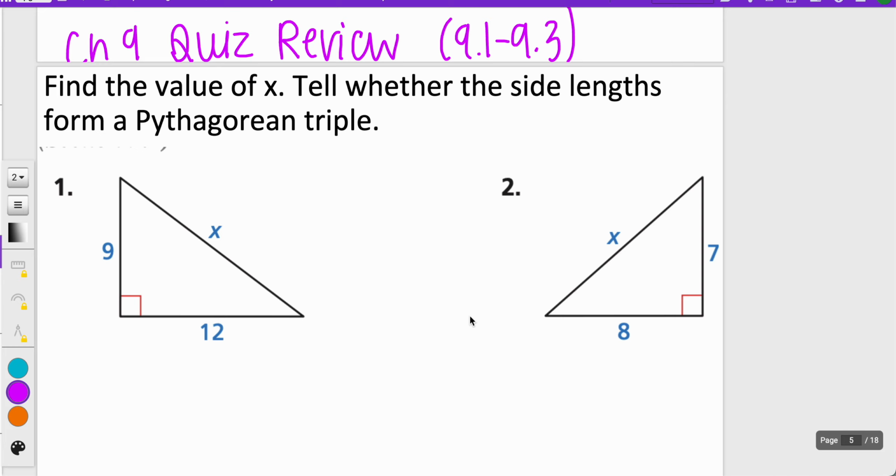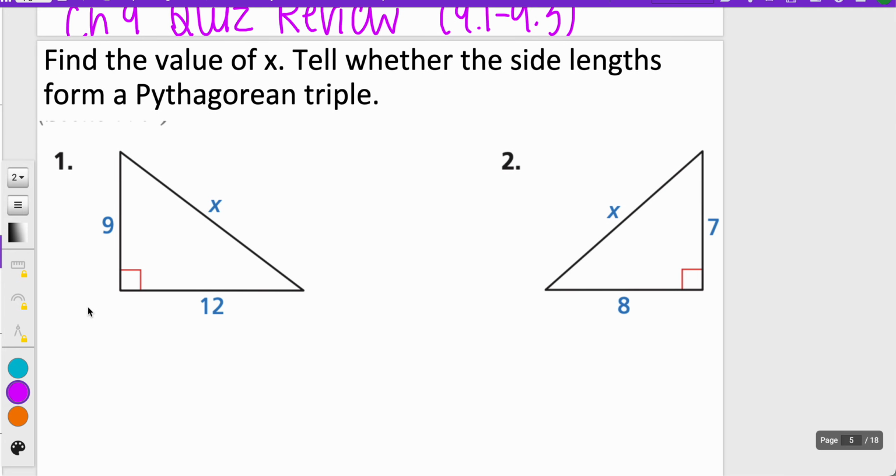Today we're looking at our quiz review on lessons 9.1 through 9.3 from the Big Ideas textbook for geometry. So let's go ahead and get started. The first one says find the value of x, then tell if they form a Pythagorean triple. This is from lesson 9.1.